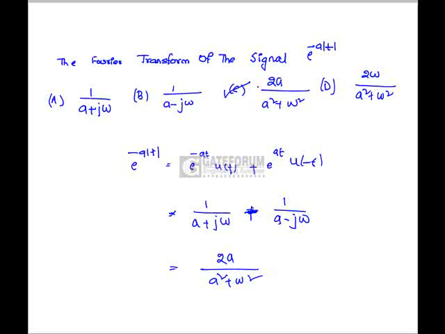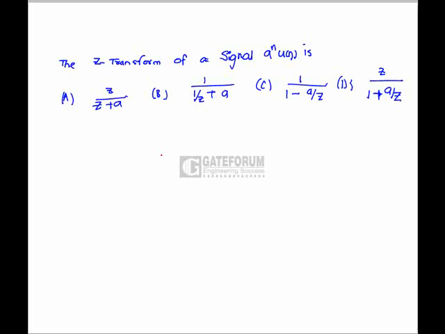option C is correct. The Z transform of the signal aⁿ u(n) is, here aⁿ u(n), if we apply the Z transform, we will get z/(z − a), which is nothing but 1/(1 − a z⁻¹), so option C is correct.